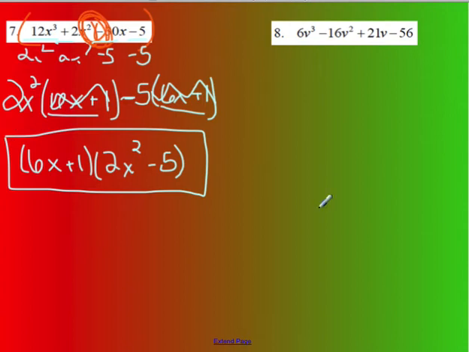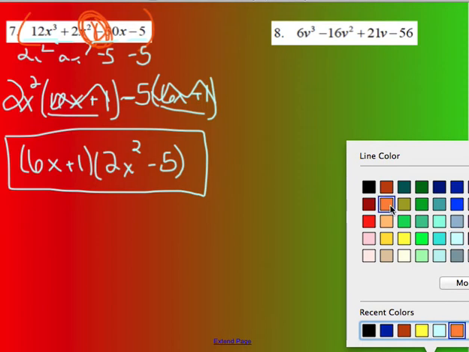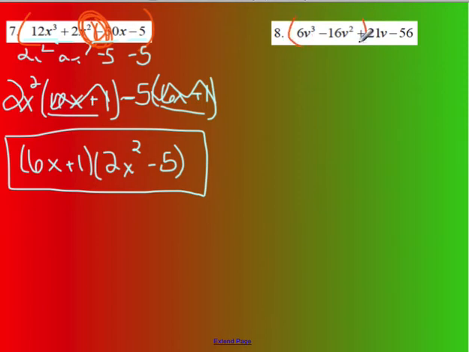Let's take a look at number 8. So for number 8, again, we're going to make our groups. Between 6 and 16, you can take out a 2. Between v cubed and v squared, you can take out a v squared. So you're dividing each of those terms by 2v squared. Then you're left with 3v minus 8.